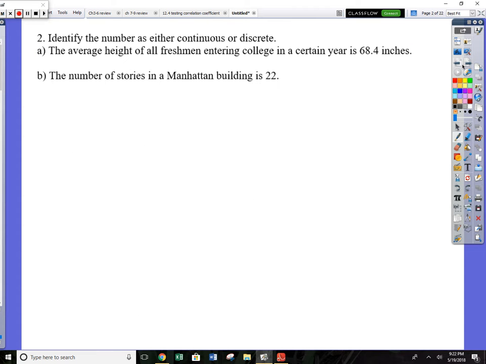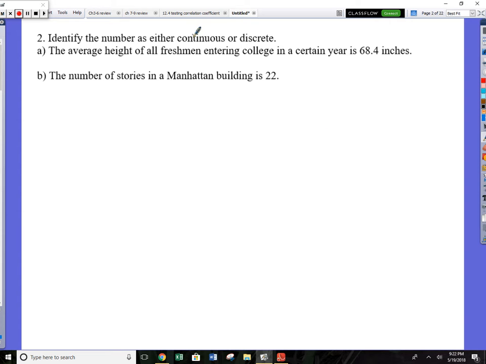Okay, number 2. Identify each number as continuous or discrete. Continuous is measurable, discrete is countable. A, the average height, that is measurable, so that is continuous. The number of stories in a Manhattan building, that's countable, that is discrete.